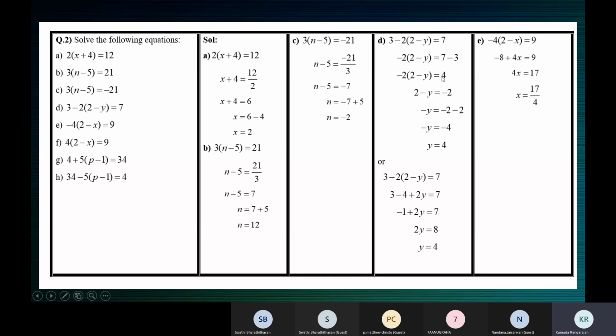So till here, I'm sure you have understood. Now after this, we are not transposing -2. We are dividing both the sides by -2. We are dividing. See, you can do the same action on both the sides.